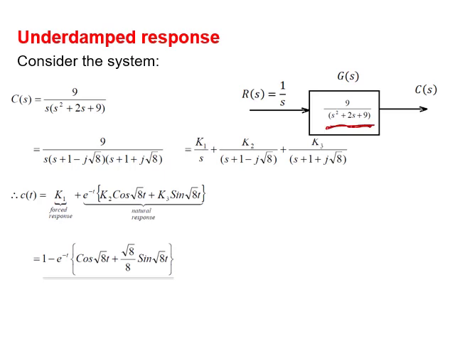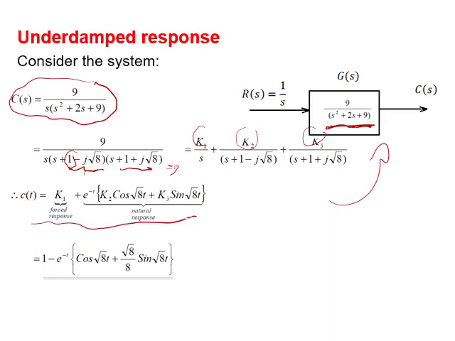Let's go to the response. The response we find in the S domain is as you see here, and when we try to convert it, we find that the poles are complex. The pole has a real value and an imaginary value, which means it's complex. So from there we can calculate K1, K2, and K3, and then substitute to get the response.